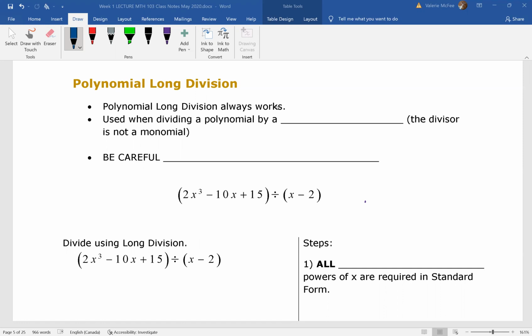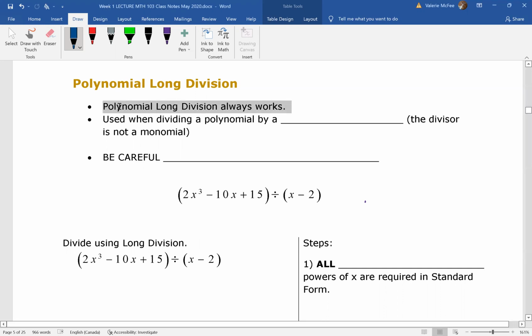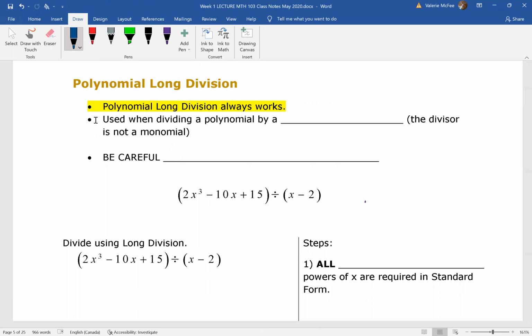Long division always works. You don't have to have only a binomial. So that's one of the reasons why professors like long division. We also like long division because it's easy to see if you've forgotten the descending power of x. We use polynomial long division whenever we're dividing a polynomial by a polynomial. That means that the divisor is not a monomial. But we need to be careful. We need all descending powers of x.